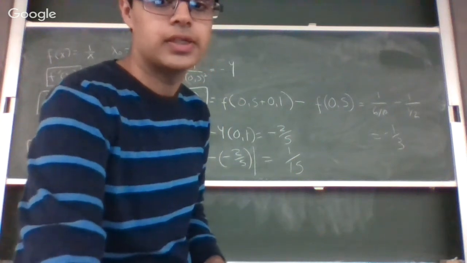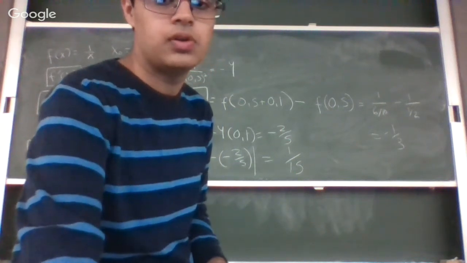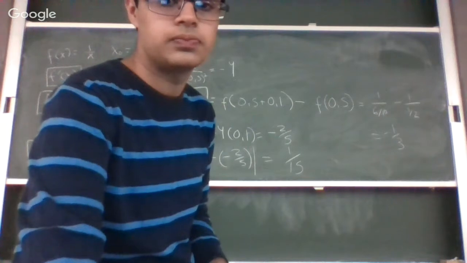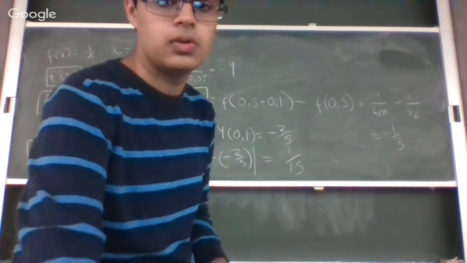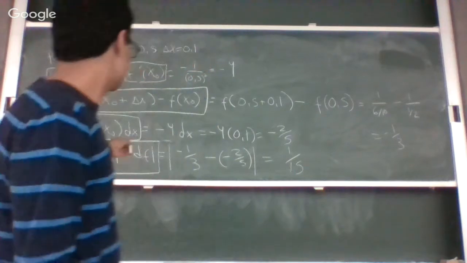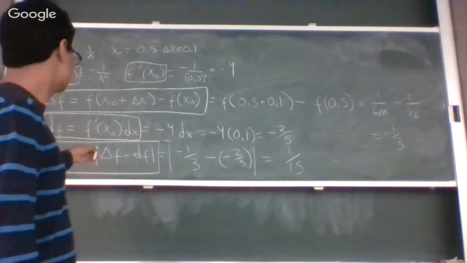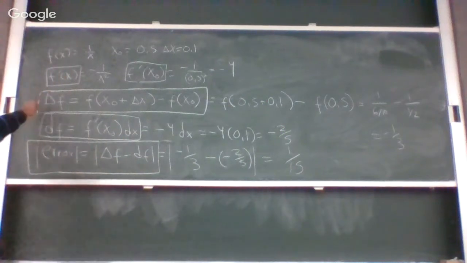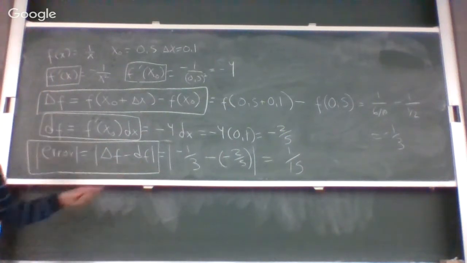So that's that. And then that tells us the error of us just doing change in f to find the tangent slope. This is the error of it.